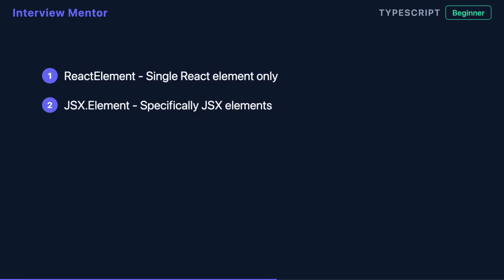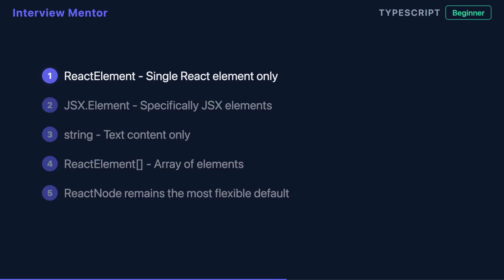Sometimes you need stricter types. If your component only accepts a single React element, use ReactElement. For specifically JSX elements, use JSX.Element. If you only accept strings, just use the string type. And for arrays of elements, use ReactElement[]. These restrictive types give you compile time guarantees about what children your component receives.